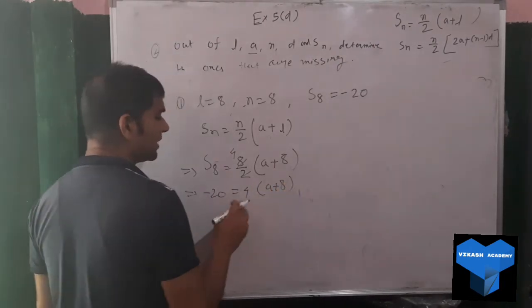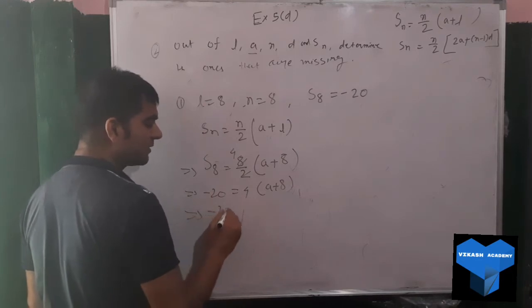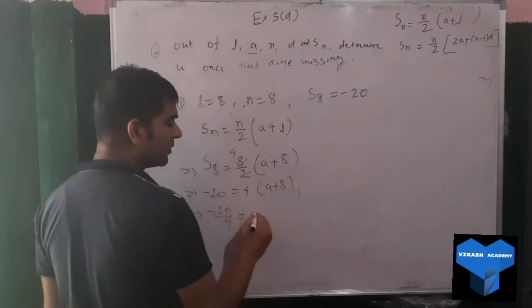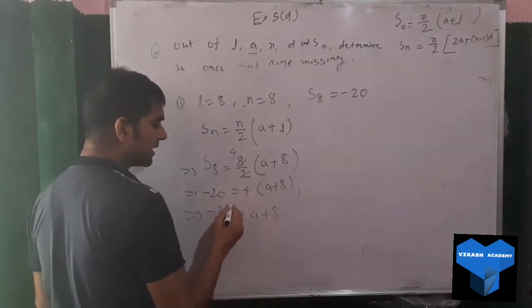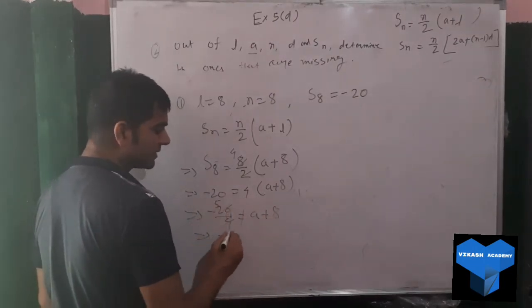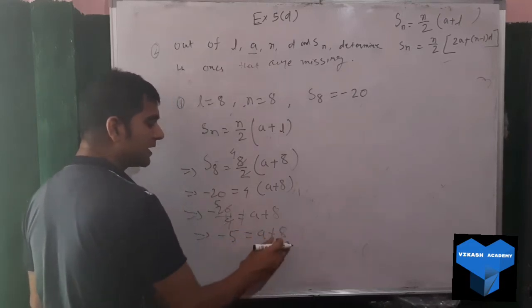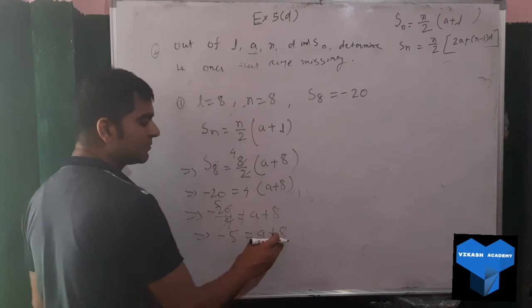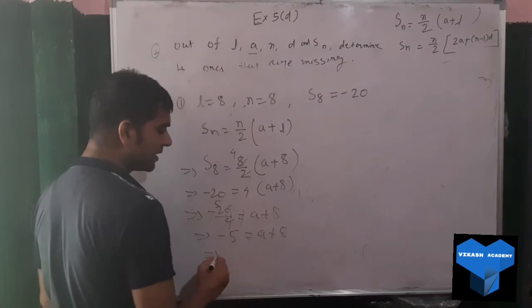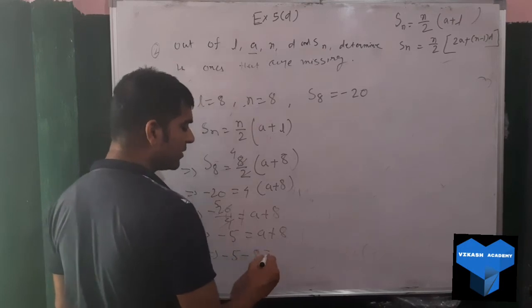Now next. Here this is into. So if you take the other side, it will divide. So minus 20 by 4 is equal to A plus 8. Cancel, we will get what? 4 5s are 20. So we got minus 5 equal to A plus 8. Take 5 that side and 8. I will just bring this 8 this side. So it will be minus 5. The A will come this side. So it will be minus 8 equal to A.